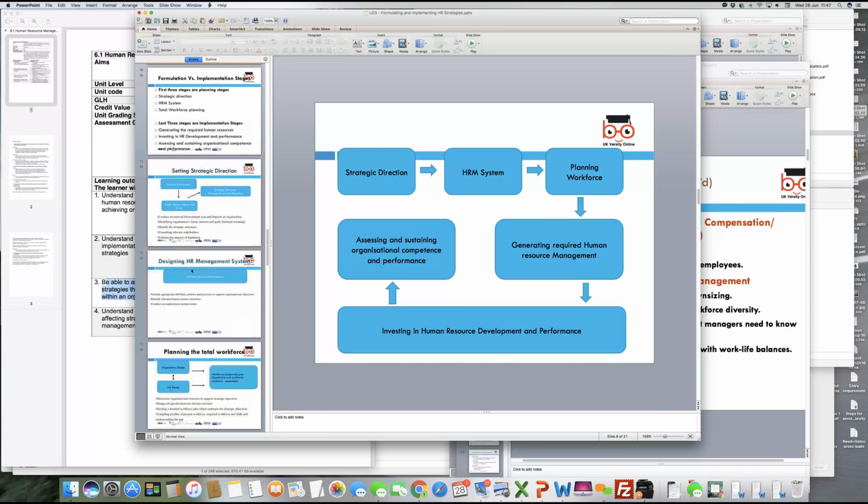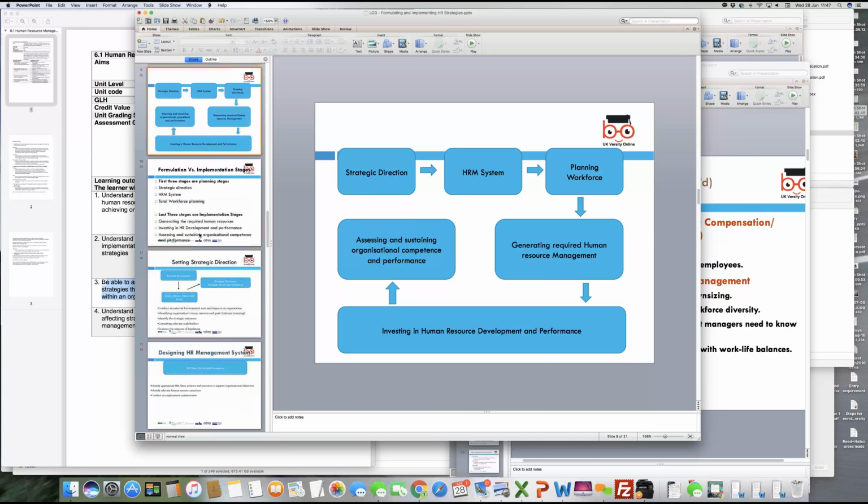These are things that we look at when HR implements strategic changes, like the introduction of an HRM system in the organization.